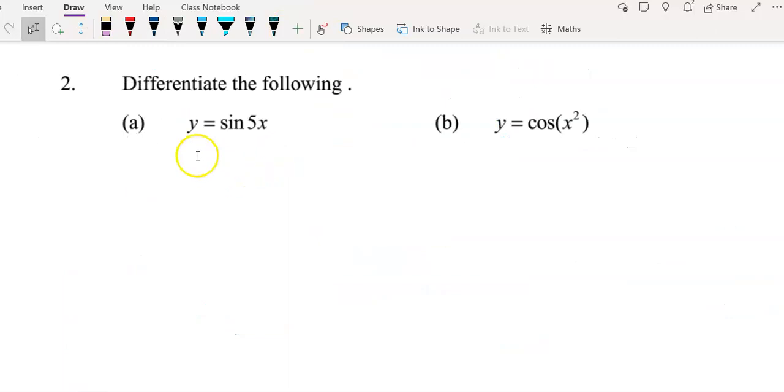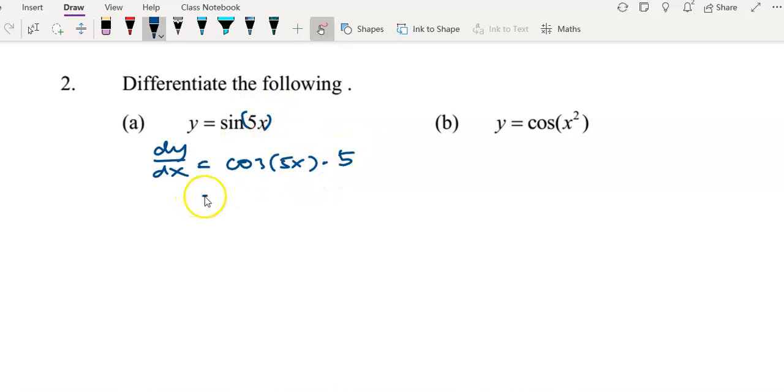For question 2, part A, y equals sine 5x. If you have this question, I will just treat this 5x as my inner function and the sine as the outer function. And actually, you are applying the chain rule. To get your dy/dx, I will first differentiate the outer function, which is my sine. Differentiate sine, you get cos. And the inner function, just copy it down. Then multiply by the derivative of the inner function, you get 5. Finally, you have 5 cos 5x.